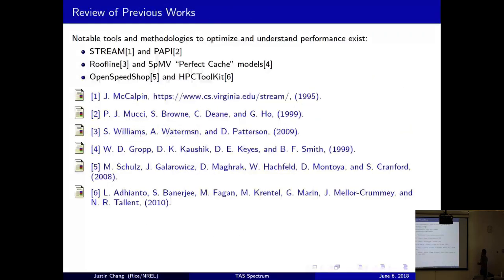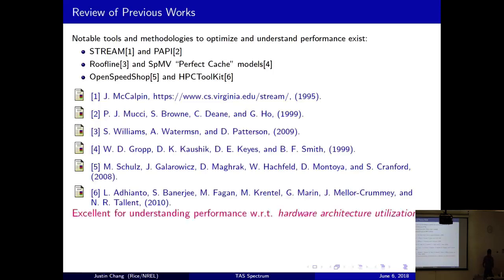And so just some other things that people have done in the past to answer these questions. There are some notable tools and methodologies like the Stream and PAPI software, and then there's also, mentioned on Monday, the roofline model and then the perfect cache model for SpMV. And then also some people have developed sophisticated parallel debugger and profiling software like OpenSpeedShop or the HPC Toolkit. So they're all really good for looking at performance with respect to hardware. But if we're solving PDEs, we also want to know how algorithmically efficient our solvers and software are. And more importantly, how do they scale when we bring them to real larger size problems?